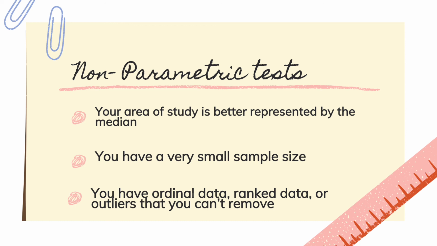The third reason for using non-parametric tests is you have ordinal data, rank data, or outliers that you can't remove. Typical parametric tests can only assess continuous data, and the results can be significantly affected by outliers. Conversely, some non-parametric tests can handle ordinal, ranked data and not be seriously affected by outliers. So be sure to check the assumptions for the non-parametric test because each one has its own data requirements.